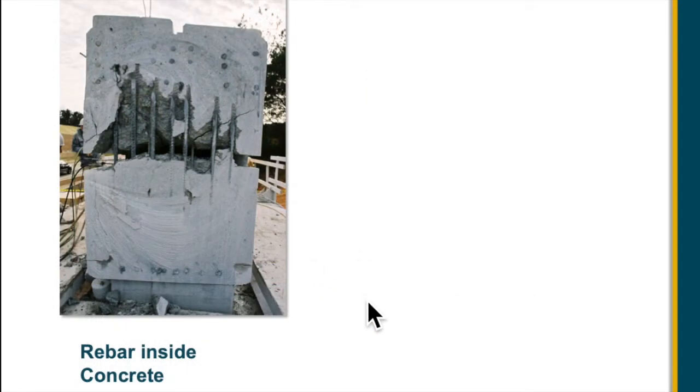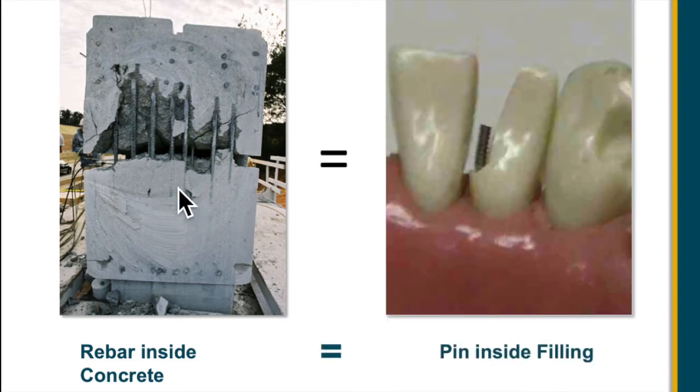And it acts like rebar inside of concrete, pretty much. So if this is the rebar, the pin, the composite or the amalgam filling is the cement that flows around it. So this would be like the rebar, and then we're going to put some composite or amalgam filling around that rebar.